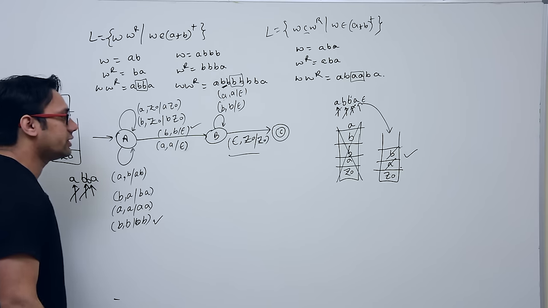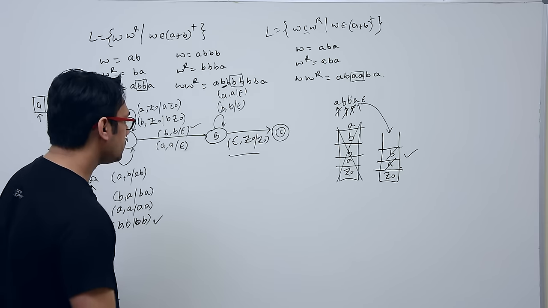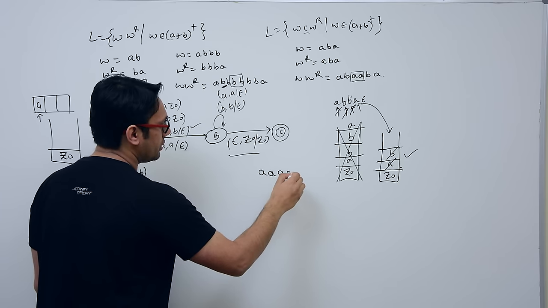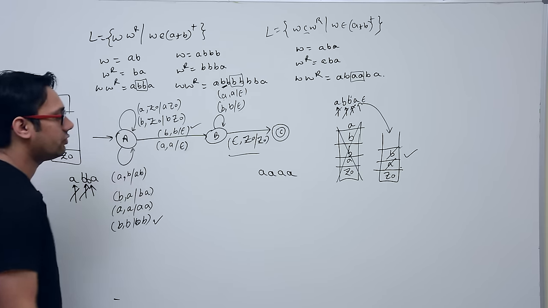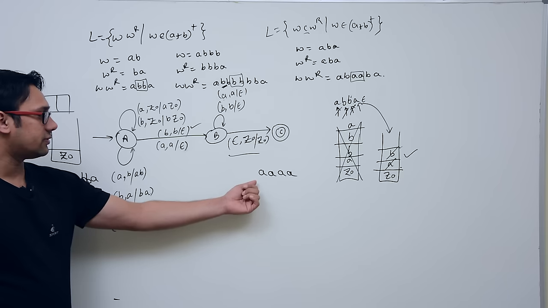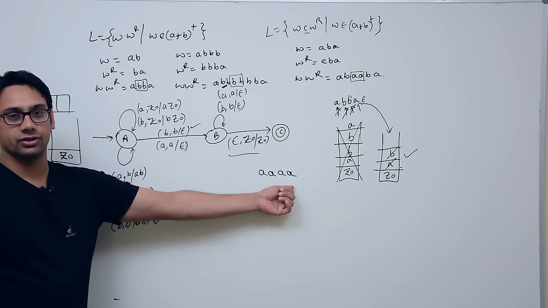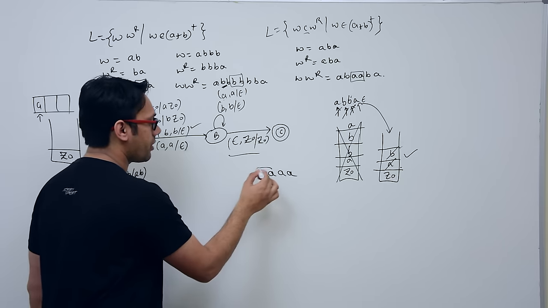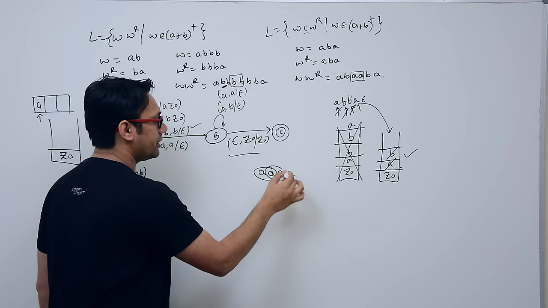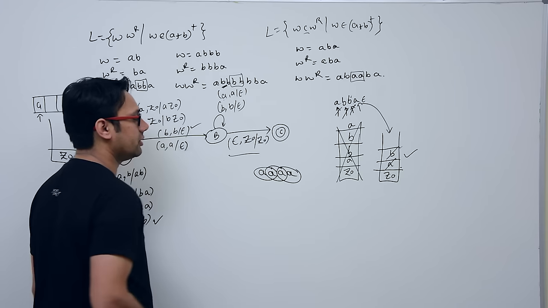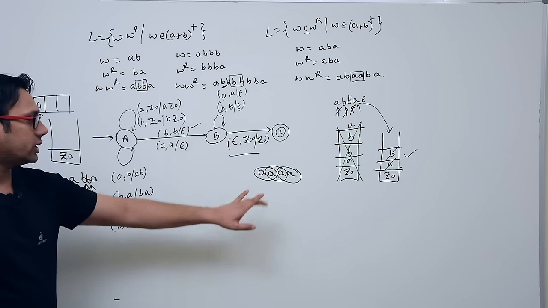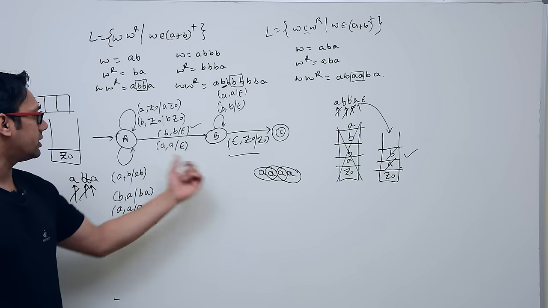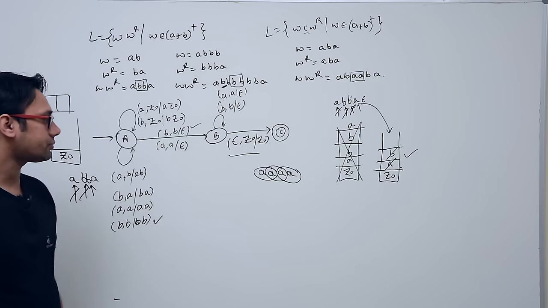Let me show it to you with one more example. Assume the string is A, A, A, A. We have four A's. This is the first A, second A, third A, and fourth A. So maybe there's a middle point here, maybe there's a middle point here, and maybe there's a middle point here. We don't know for sure at what location we have the middle point. Okay, so let us check what will happen here.